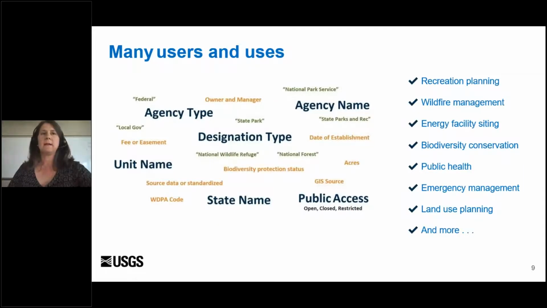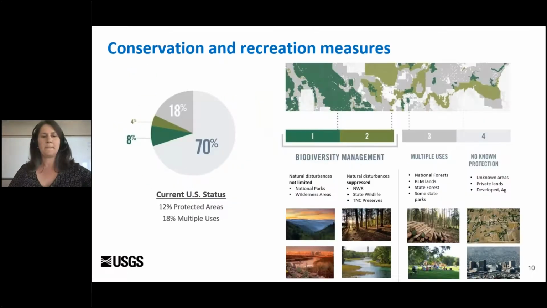The PAD-US is designed to support many uses with standardized descriptors such as manager name and designation type, revised in response to stakeholder feedback to make consistent improvements. Next slide. Conservation and recreation measures are core attributes in the full PAD-US inventory that allow users to filter data and inform questions, such as the degree of public access to areas of outdoor recreation in a state.